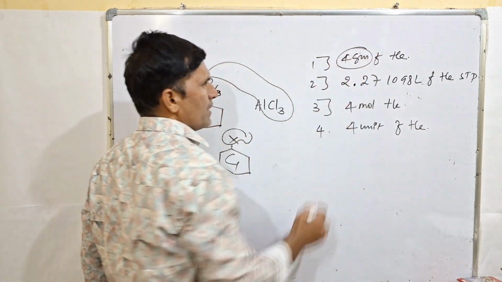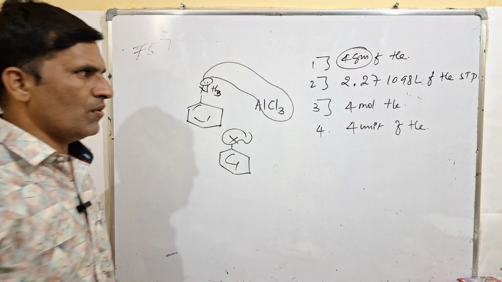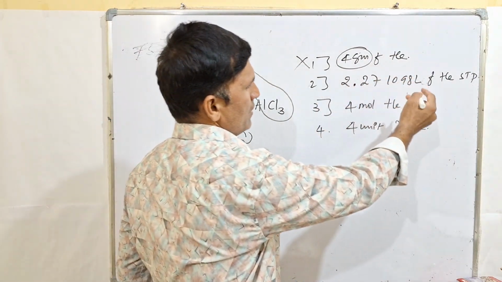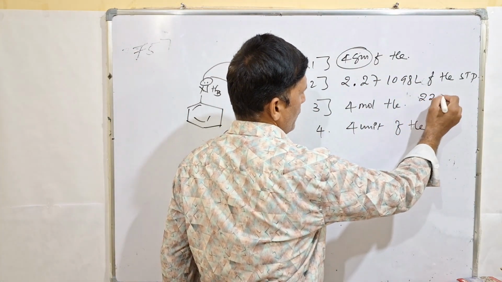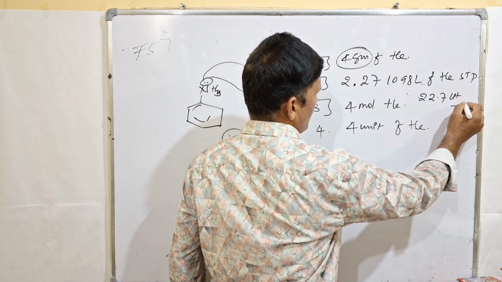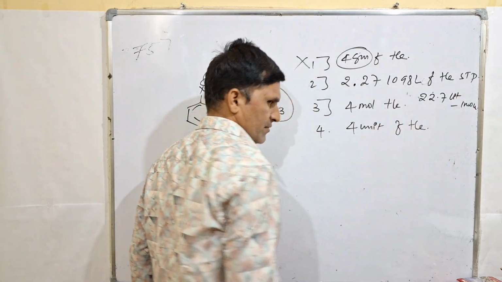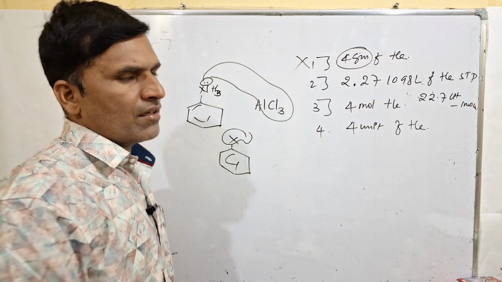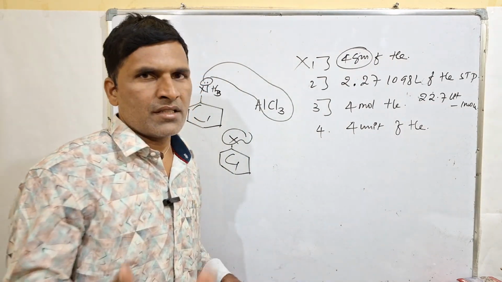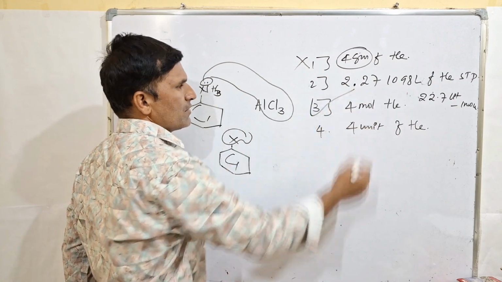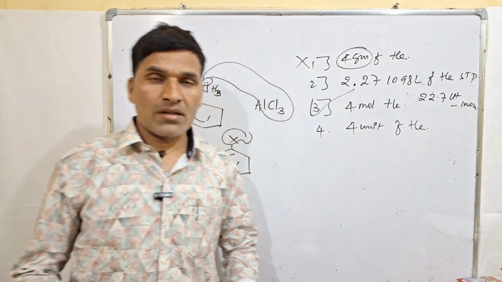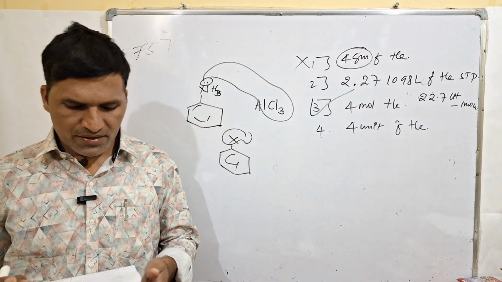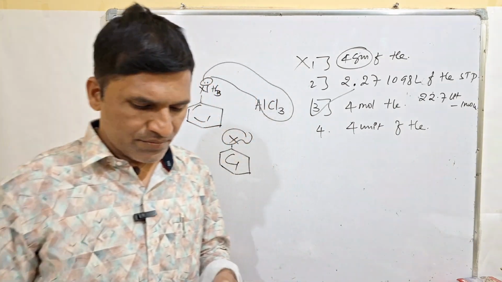4 gram of helium means how much it is? 1 mole. Okay. So therefore it is not the right option. 2.271. So we know that 22.7 liter corresponds to 1 mole of the gas. It is less than that. Okay. So it is 0.1 mole. So 4 u of helium again corresponds to 1 mole. So therefore your right option is 4 moles of helium. Okay. So we'll have the highest number of helium atoms. Fine. So let us move on to the 79th question.